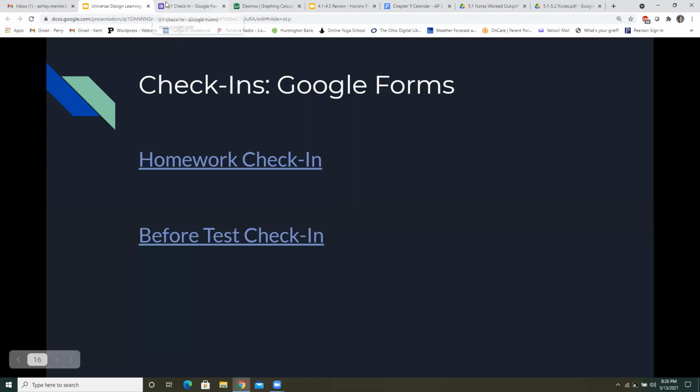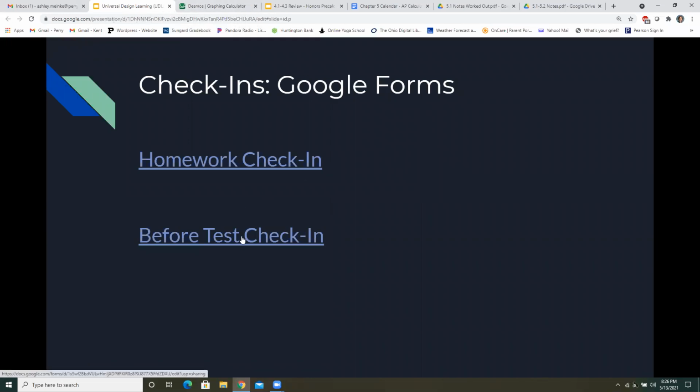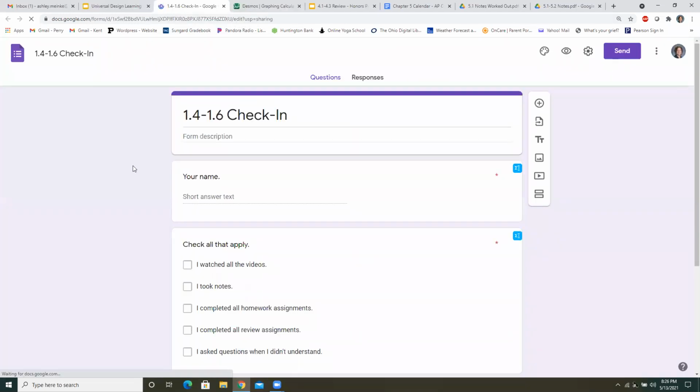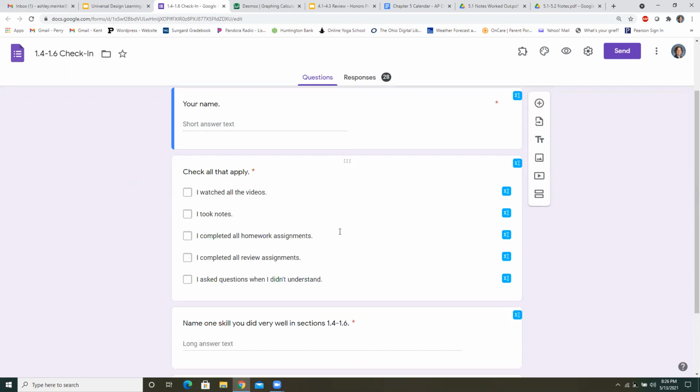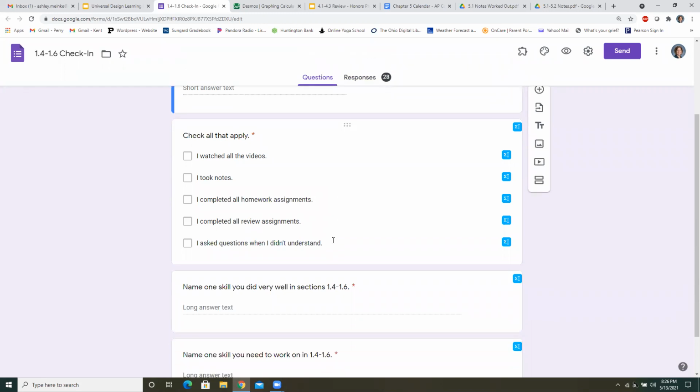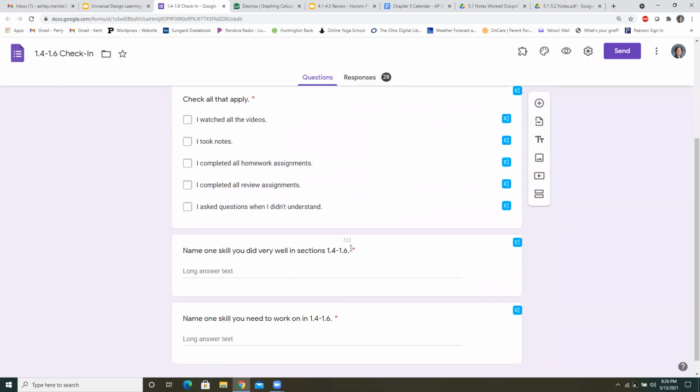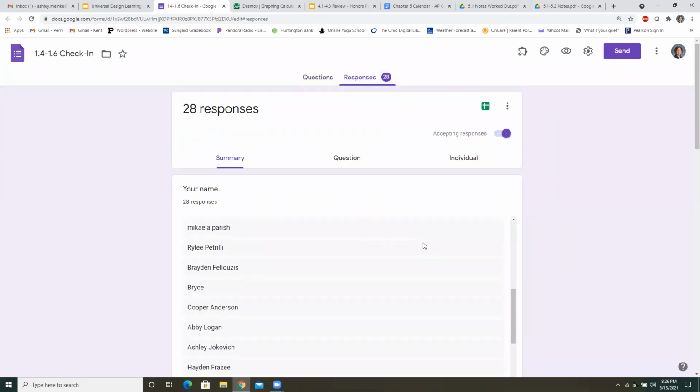Another idea for a check-in is a before-test check-in, or before any assessment. A similar idea. This is a great way to hold the students accountable for their own learning and make them take ownership of it. So they do a checklist: I watched the videos, I took notes, I completed all the assignments, I completed the review assignments, I asked questions when I didn't understand. And then they have to reflect on skills that they're doing well and skills that they need to work on.